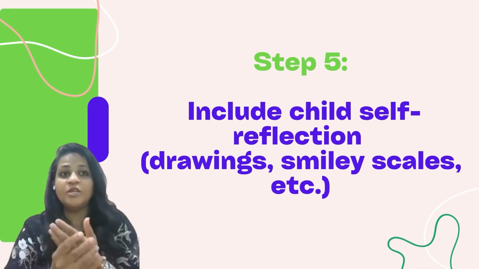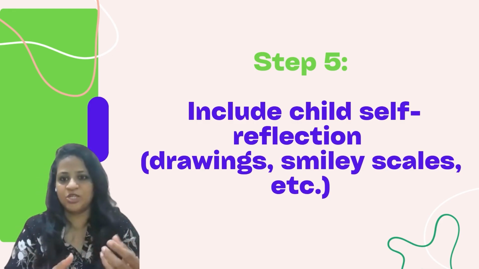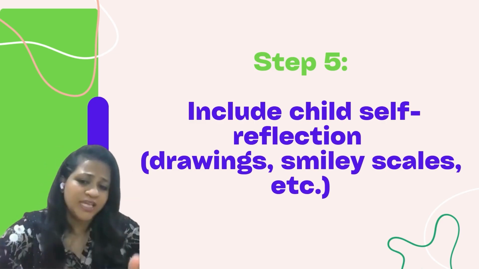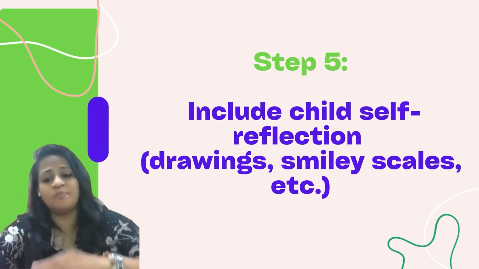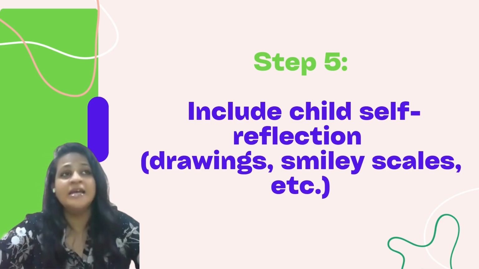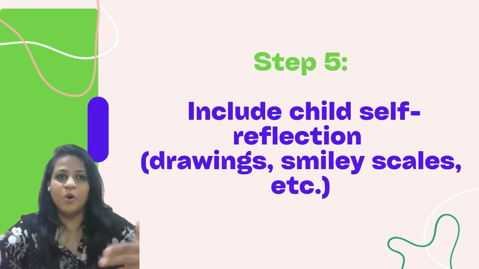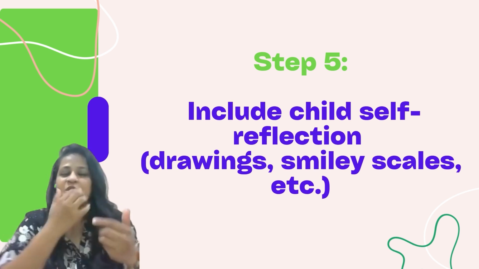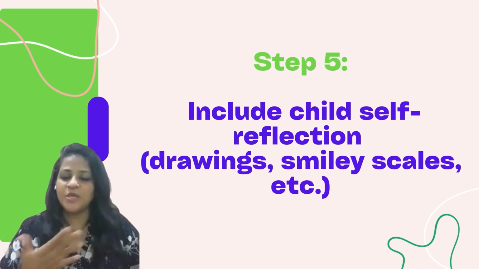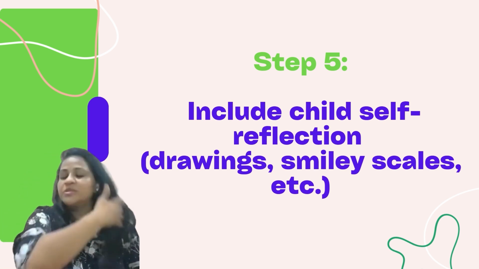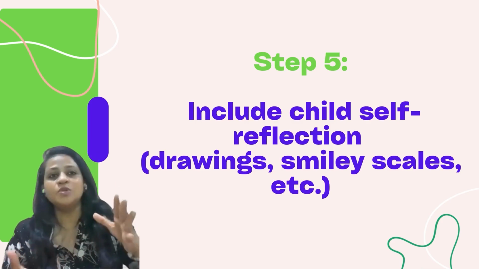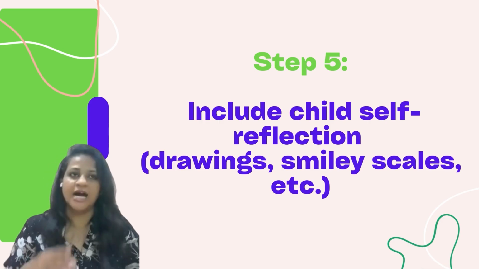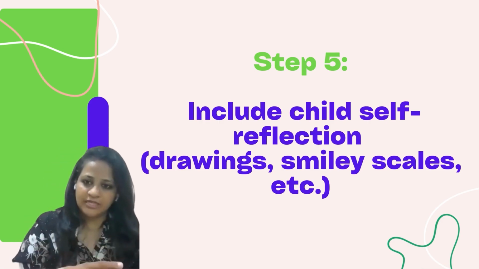You can include, and you must include, any self-reflection sheet, like drawing or smiley scales or anything that you're doing in the classroom. If that is also put in as a record in the progress card, it will hold very important and crucial weightage for the parents. For example, when I was a preschool teacher, we used to click pictures of children doing certain activities and put them up in the progress card.